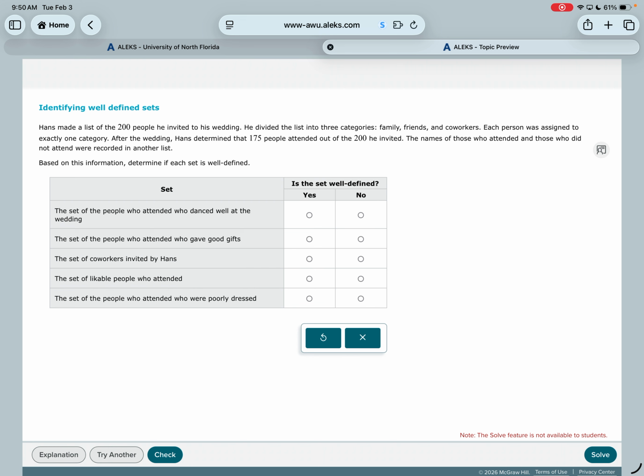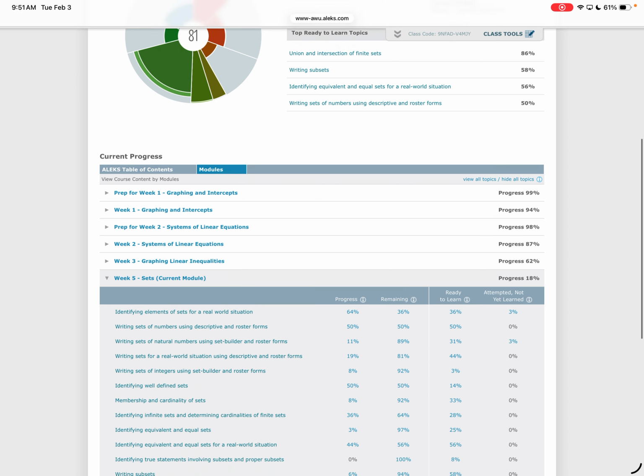The set of family who attended who danced well. We didn't do anything about their dancing, right? The set of people who attended who gave good gifts. Again, those are both subjective, whether they danced good or not, or whether you got a good gift or not. The set of coworkers. Yes, that was one of our categories. The set of likable people. That's pretty subjective. And the set of people who attended who were poorly dressed. A lot of those are. Did I click yes on that one? I didn't, did I? So that one has a lot of no's on there, but you can only answer the question if you can for sure see it from their data and whether it's just objective. All right.